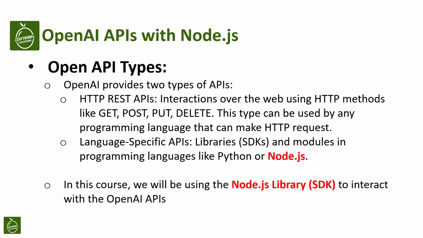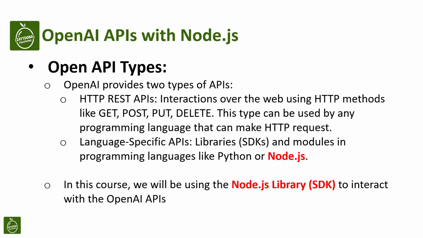Now, OpenAI provides multiple types of APIs. The first type is HTTP REST APIs, interactions over the web using HTTP methods like get, post, put, and delete. This type can be used by any programming language that can make HTTP requests. So any programming language that can call REST APIs using the HTTP protocol can call the OpenAI APIs.